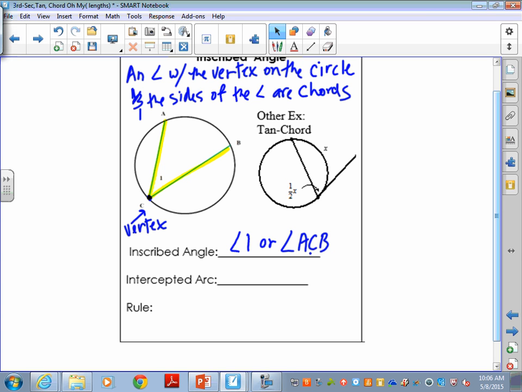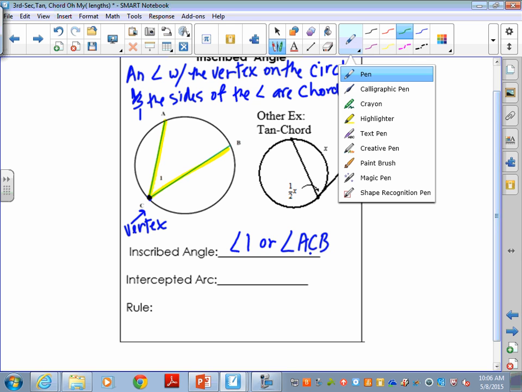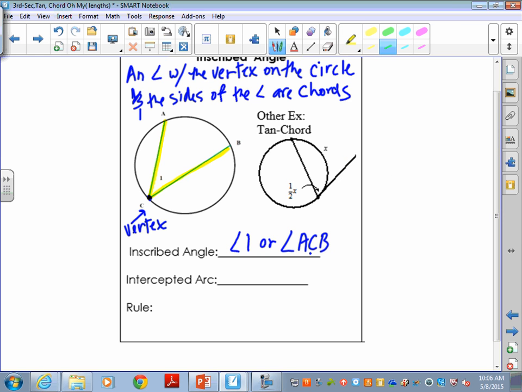Now, there's a relationship with the angle, an inscribed angle, and the intercepted arc. Your intercepted arc is the arc that lies between or inside the angle. Between the chords or inside the angle is the relationship. So, the intercepted arc for your inscribed angle would be which arc? It's the arc in the interior of the angle. Yeah, it'll be this arc, AB. Okay?